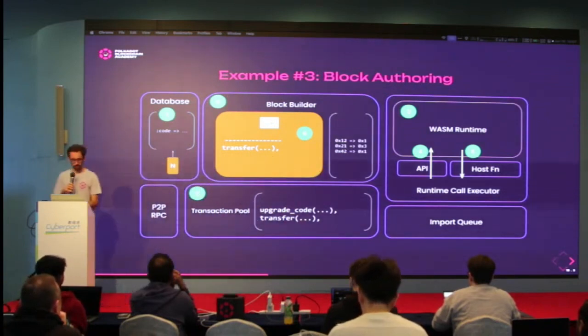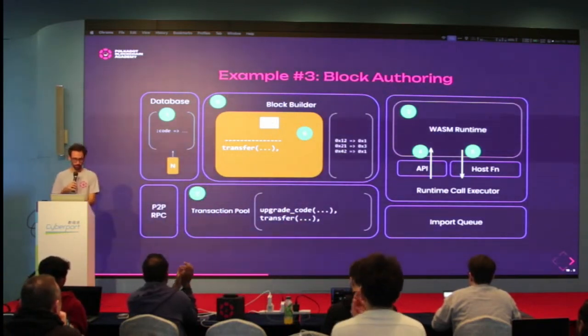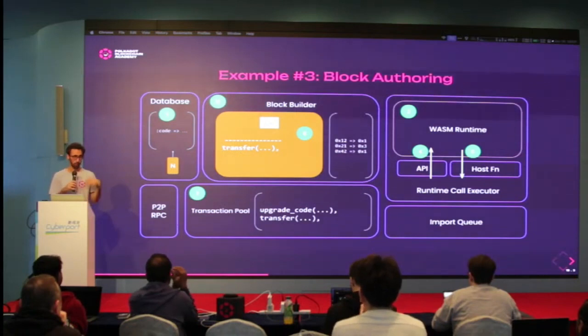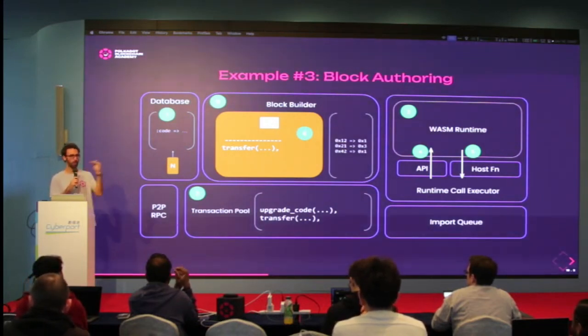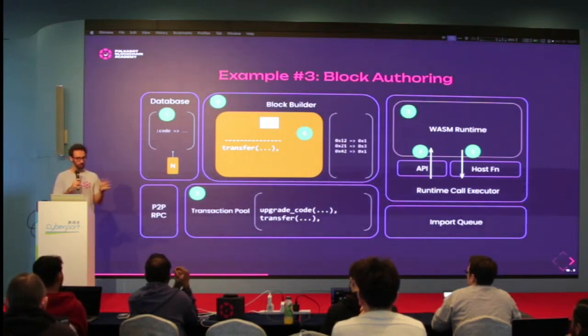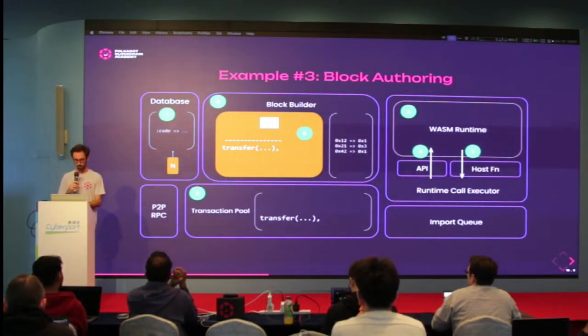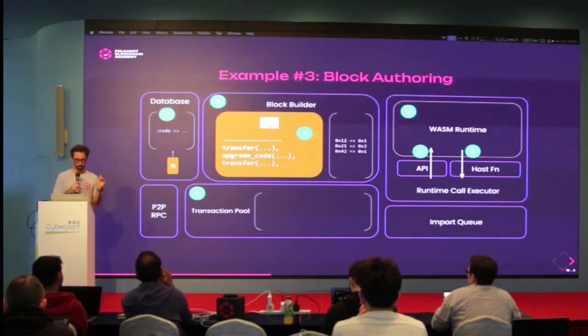So there are two similar runtime APIs, but they serve very different functions. One of them is used for block building. It's called apply extrinsic. You have seen it in your assignment. The other one is called validate transaction, and they both operate on one transaction at a time, but do two very different things.